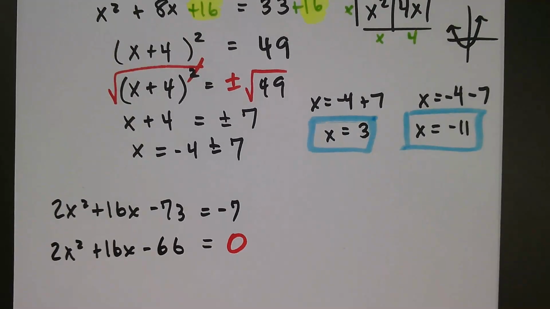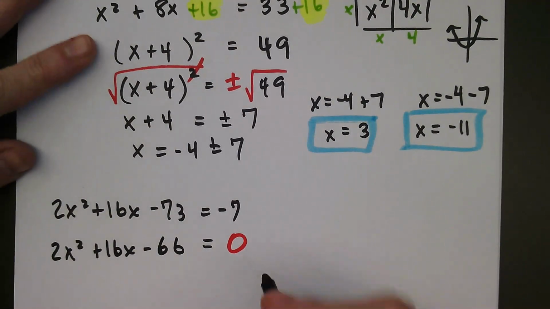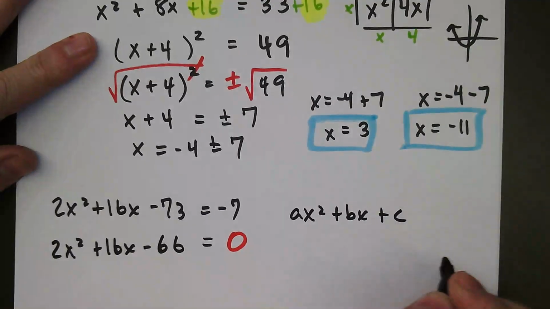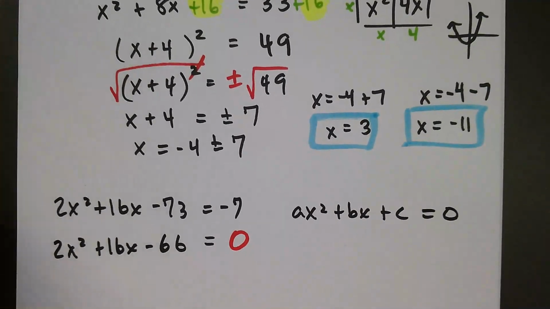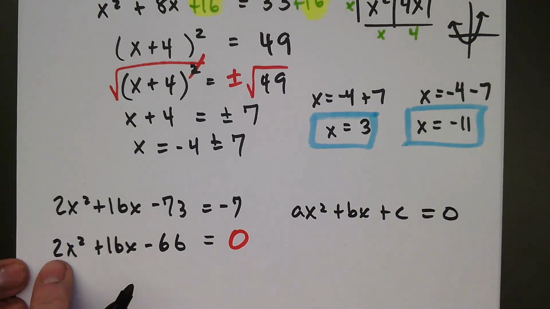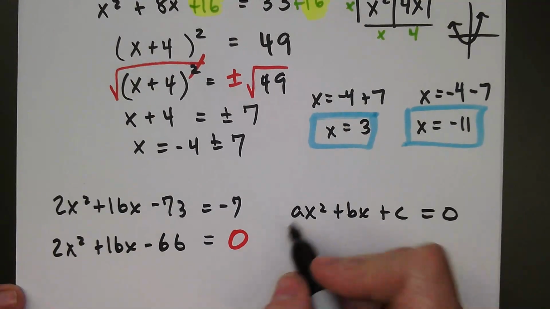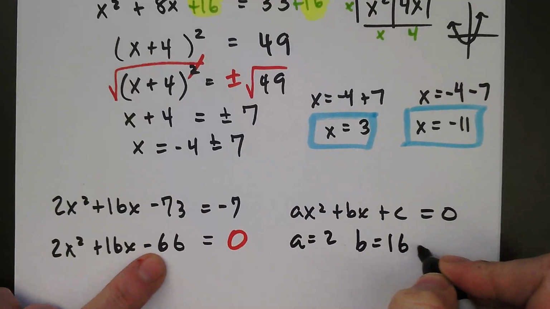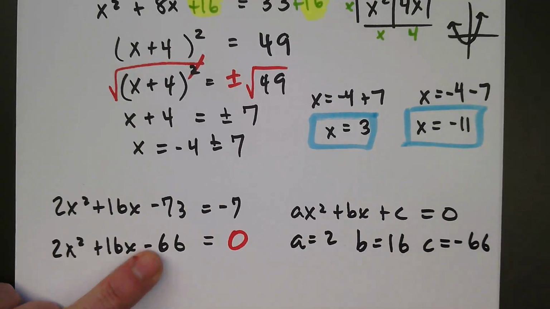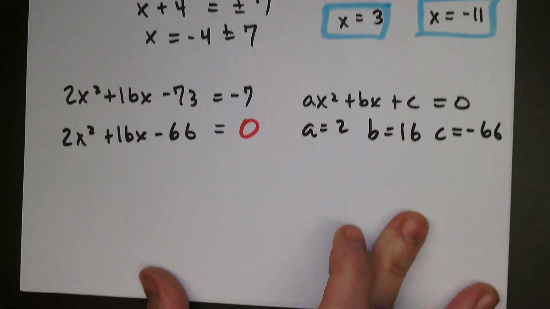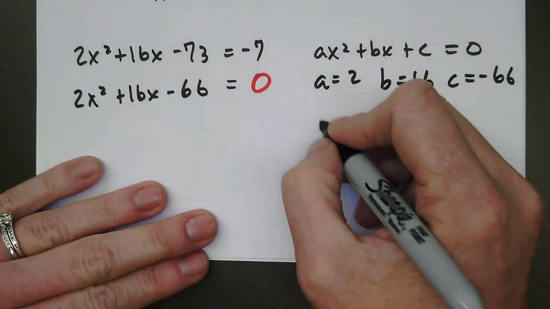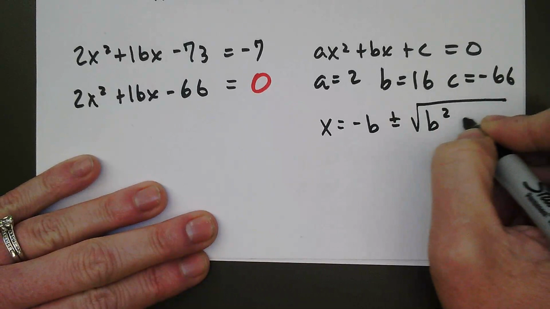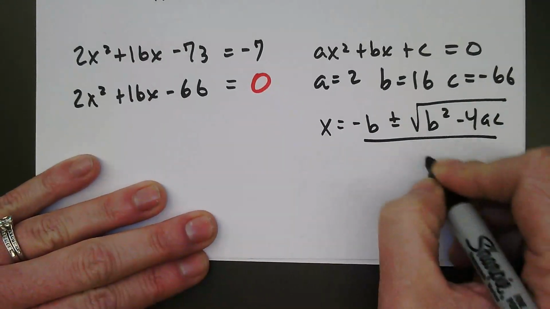Minus 66. And then, because this is in the standard format of ax squared plus bx plus c equals 0, I can pull out my a, b, and c values. I don't have to make this one 1, so it's one less step here. My a is 2, my b is 16, and my c is negative 66. And then I will use the quadratic formula. X equals opposite of b plus or minus the square root b squared minus 4ac all over 2a.